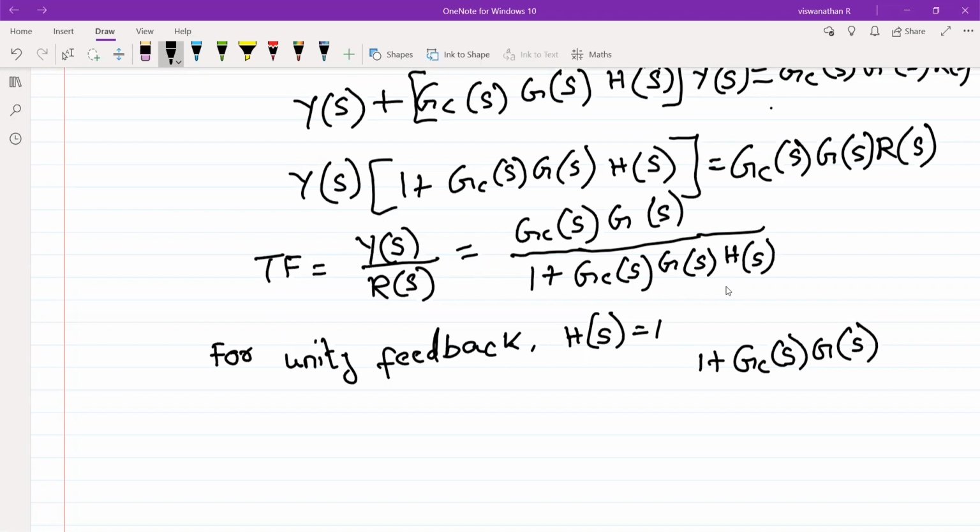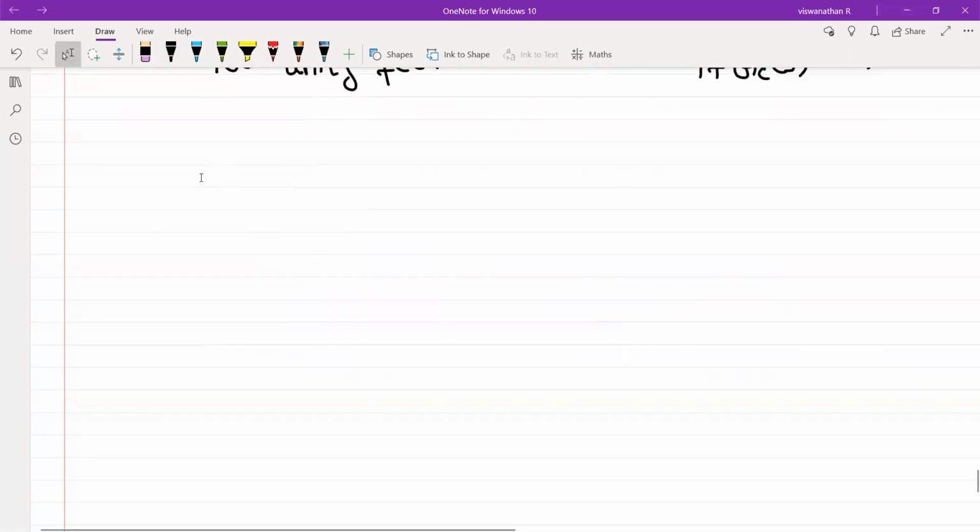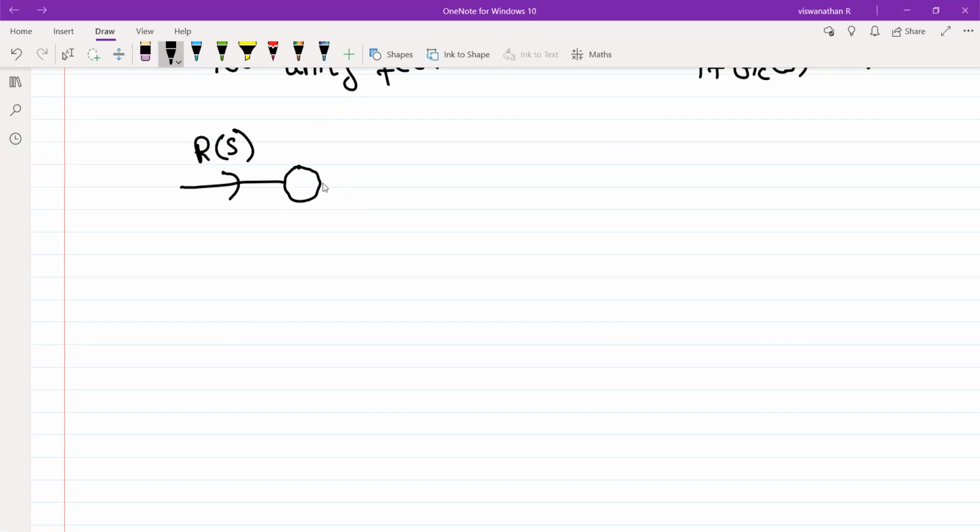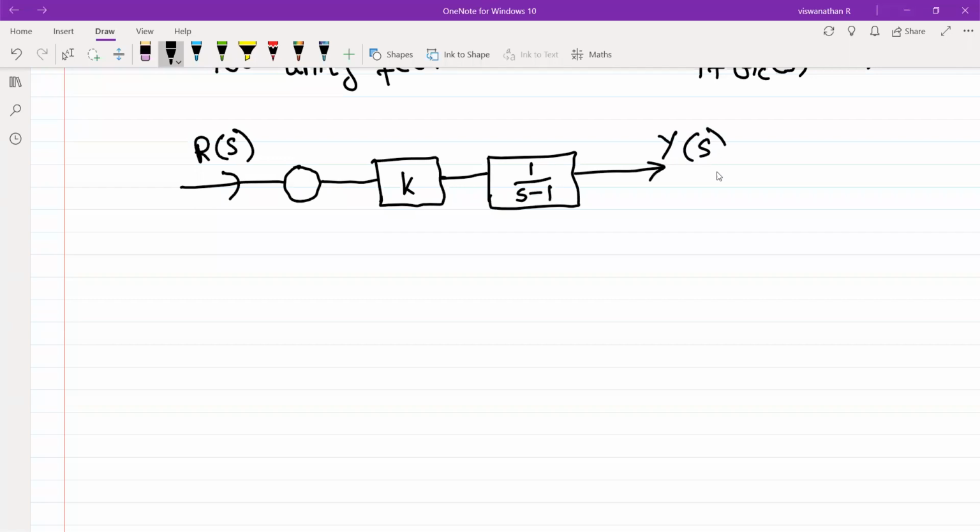Clear? Any doubts in this? Suppose, for example, I have an input R of S, and then a comparator here, and then I have a controller which is K, and then this is 1 divided by S minus 1, and then this is the output Y of S. I'll consider it as a unity feedback, and then connect this to this. This is negative and this is positive.